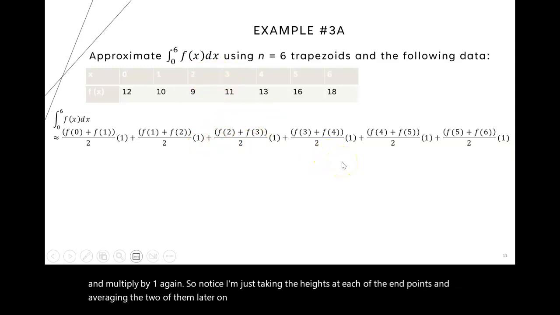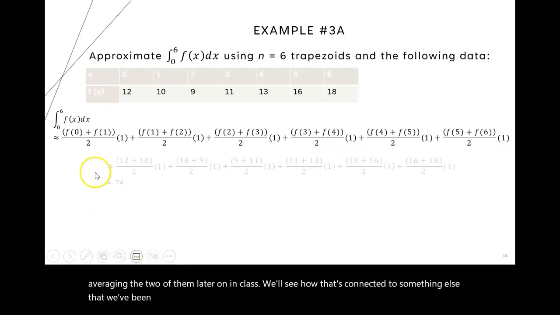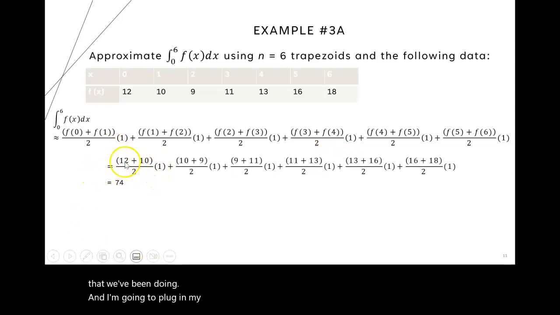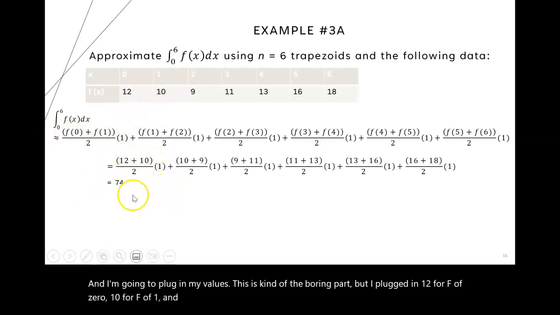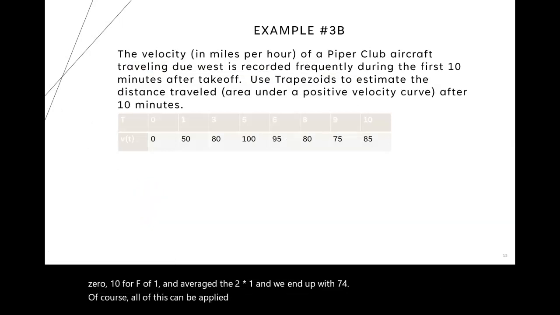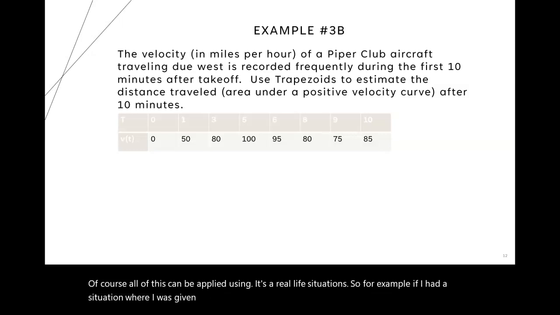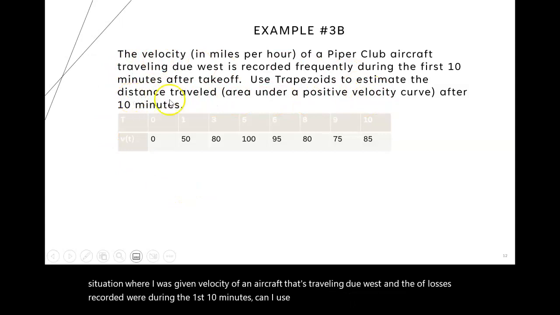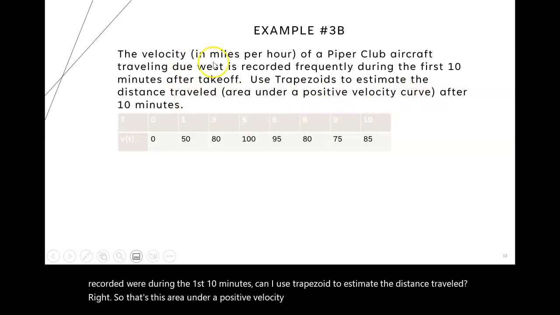Later on in class, we'll see how that's connected to something else that we've been doing. And I'm going to plug in my values. This is kind of the boring part, but I plugged in 12 for f of 0, 10 for f of 1, and average the two, multiply by 1, and we end up with 74. Of course, all of this can be applied to real-life situations. So for example, if I had a situation where I was given velocity of an aircraft that's traveling due west, and the velocities recorded were during the first 10 minutes, can I use trapezoids to estimate the distance traveled? Right, so that's this area under a positive velocity curve. More on that in class.